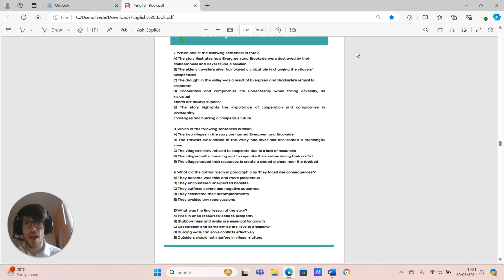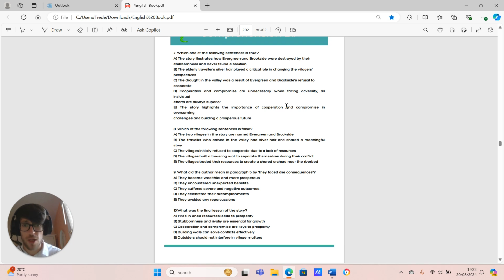The elderly traveller's silver hair played a critical role. No, it didn't. That was just a description of the character. The drought in the valley was a result of Evergreen and Brookside's refusal to cooperate. Not at all. The drought had nothing to do with them. They didn't cause it. Cooperation and compromise are unnecessary. Well, the only way they got out of it was through those things. Remember, that was the only thing that yielded prosperity.